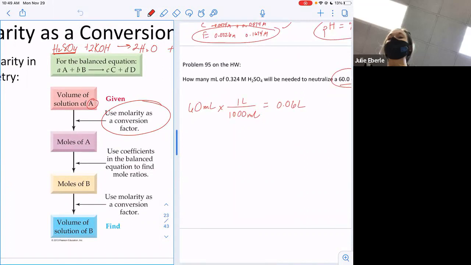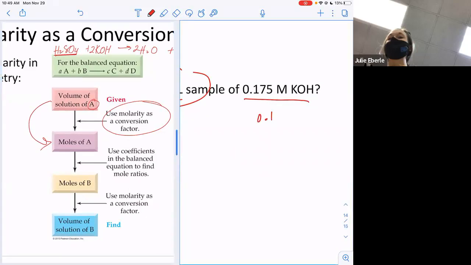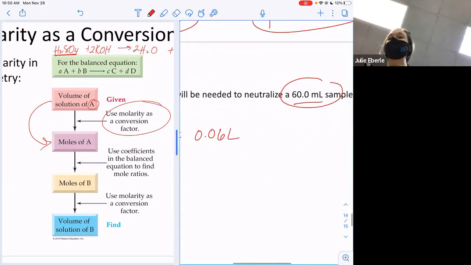But the first thing I do now that I have the volume in liters, I want to use the molarity to convert to moles. The molarity of KOH is right there. It's 0.175 molar, and you can rewrite that as 0.175 moles of KOH per 1 liter. That is the molarity. So I'm going to convert liters to moles. For every 1 liter, it was 0.175 moles of KOH. So you notice liters cancel. And now we've done step 1.